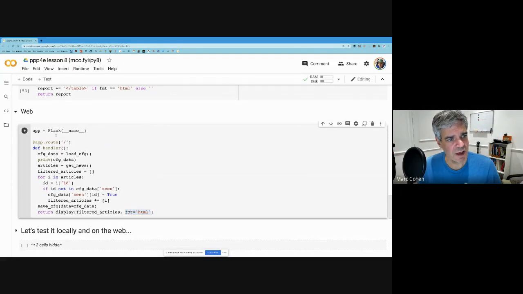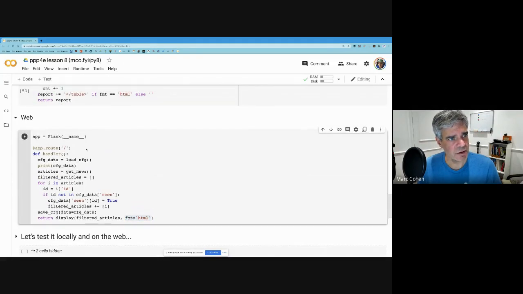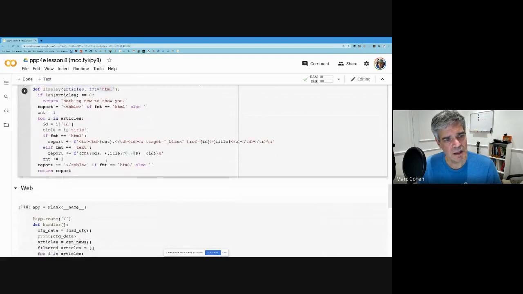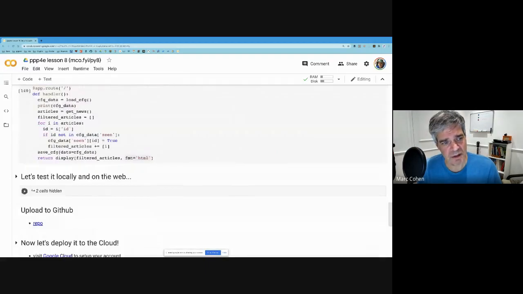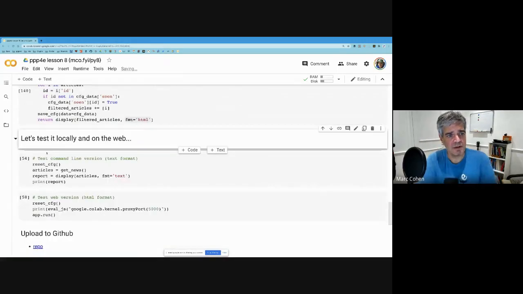So I'll run that, and I don't know if I remembered to run this one. I'll run that cell. Now nothing happens, and that's because all I'm doing here is defining functions. Nothing's actually doing anything with those functions. Now we can actually do something with it. So let's first test it locally.